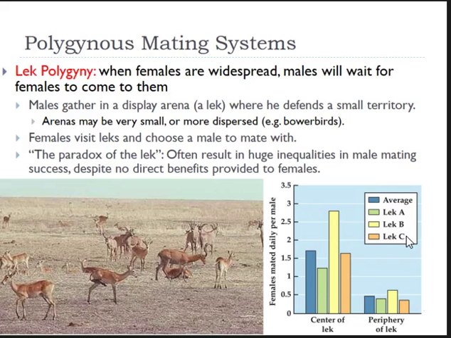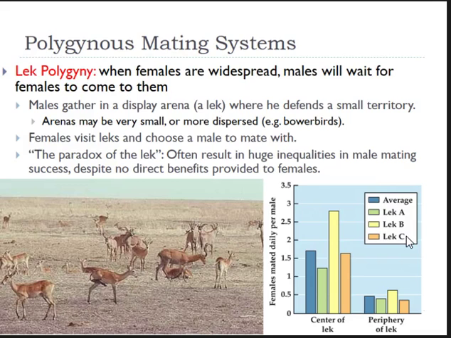Now this is a weird situation. This tends to evolve within populations where, again, females are kind of wide and spread out, and males have relatively little chance of finding them on their own. So they could go around in a scramble and try to find them out in the environment, but in some species it seems to be more advantageous for males to gather in a certain location and basically just wait for females to come to them. And that's what's happening in a lek. And then the females choose amongst the males.